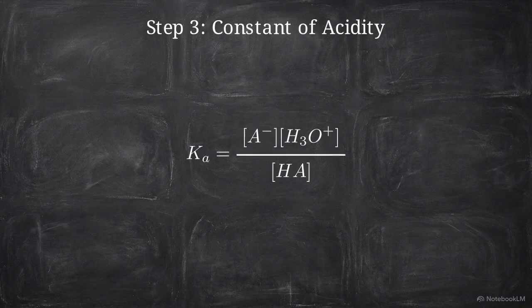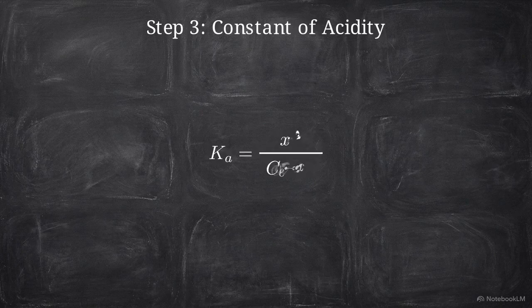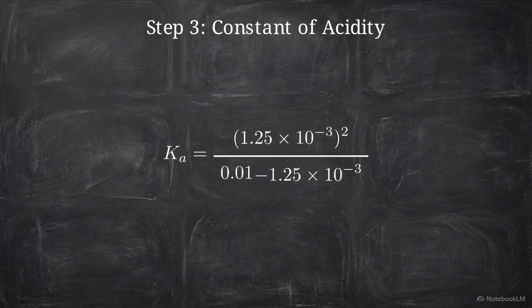Step 3. The constant of acidity, Ka. It is the ratio of products over reactants. We replace the symbols with algebra, x squared over Ca minus x. Inserting our numbers gives the x value squared, divided by 0.01 minus x.